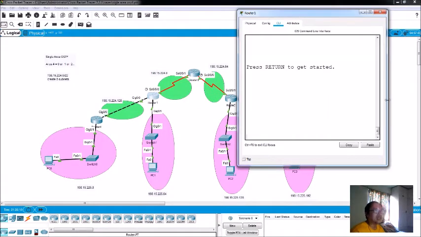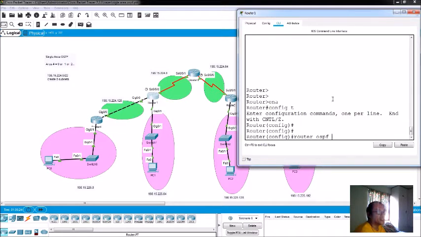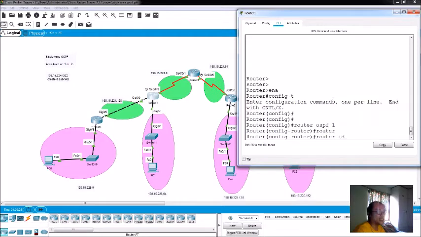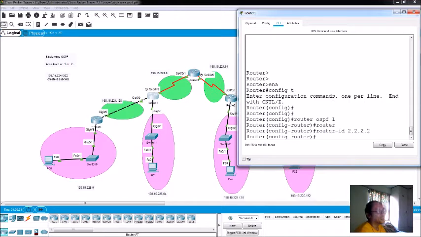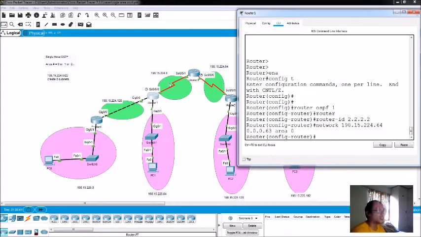So this one too, we will configure using OSPF. So enable, config T, router OSPF 1. So we put also 1, but this time the router ID is 2.2.2.2. Okay, so network 198.15.224.64 0.0.0.63 area 0. That means this area here and that area is a single area. So all of these are single area OSPF.